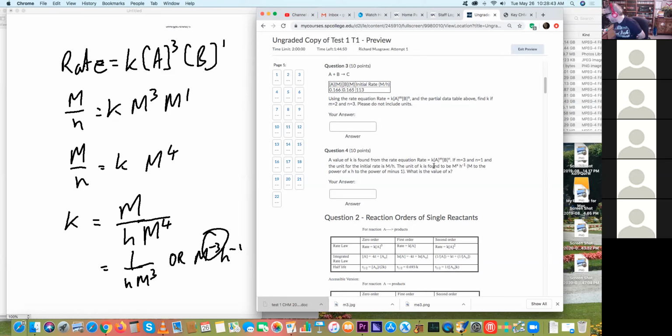All right, so that's how you need to put the molarity in for the A and the B. Yeah, the other clue is the question says the unit of K is found to be M to the X, H to the negative 1. It really couldn't be anything but molar, especially given that the rate was molar per hour as well. Okay, I was thinking that, but I wasn't sure which way you were supposed to use it. All right, that helps. Okay.